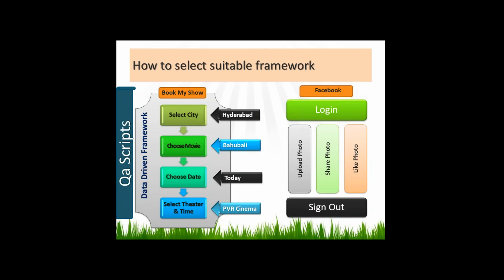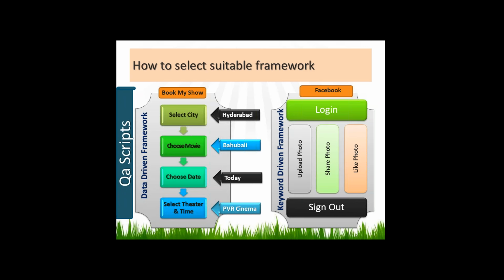If I want to automate share photo, I will do the same thing. First keyword I will use is login, second row I'll use a method called share photo, then sign out. So the keywords we have created as methods, we're going to use in a sequence. By that sequence, a test script is going to form and execute based upon the sequence of your methods in the Excel sheet. The keywords are going to drive the script in this particular framework. That's why we call that a keyword driven framework.